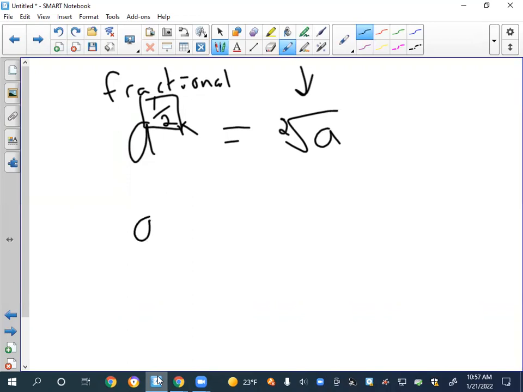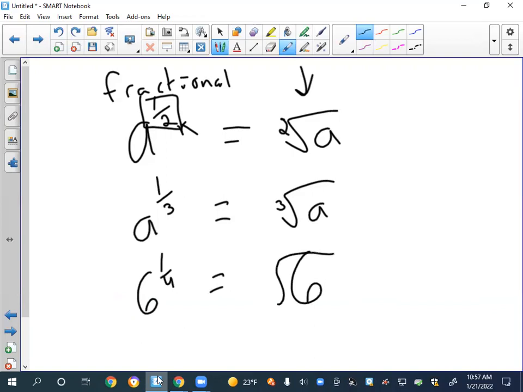So what if I had this one? A to the 1/3. That would be root A, the cubed root. So what would have to go in front? A 3. If I had 6 to the 1/4, my base number 6 is inside the root. And what would be my root?